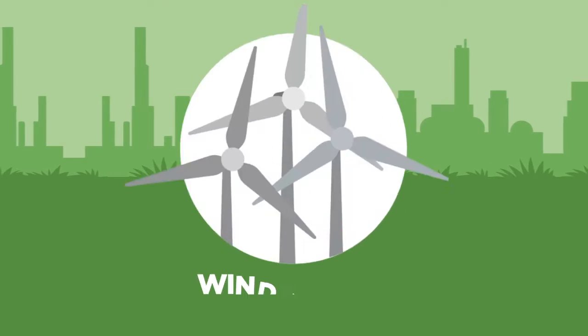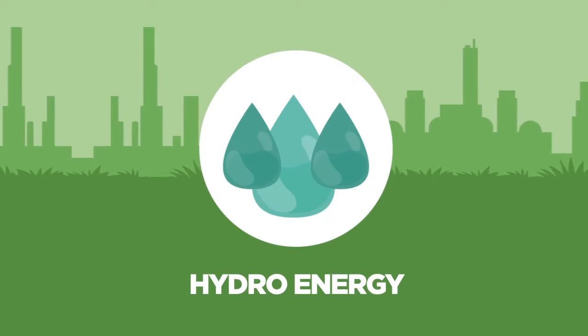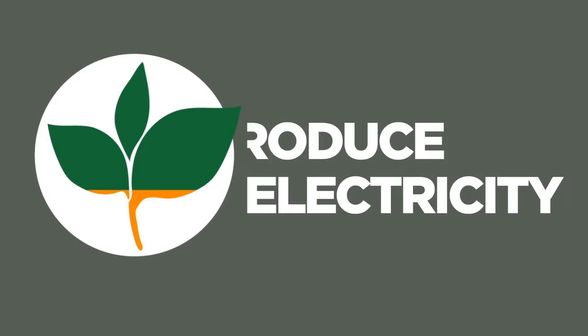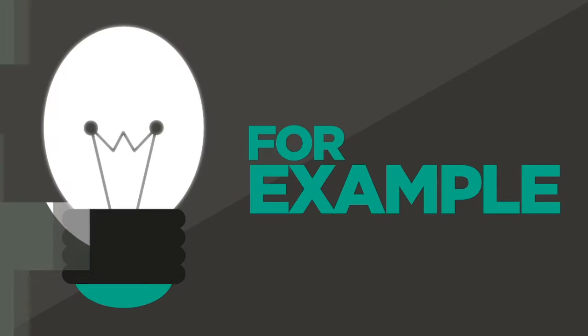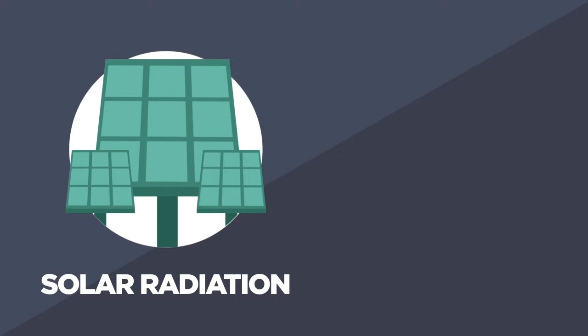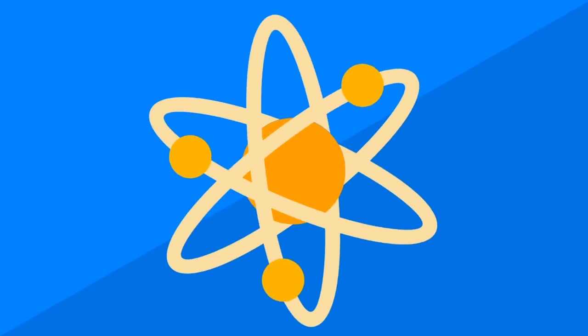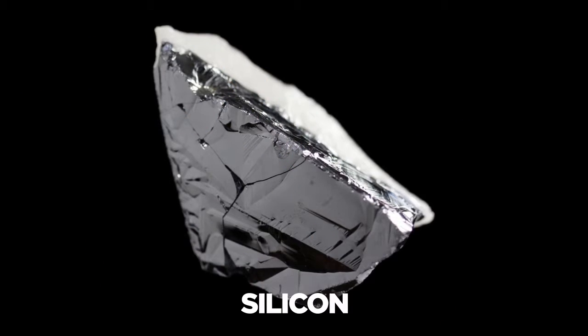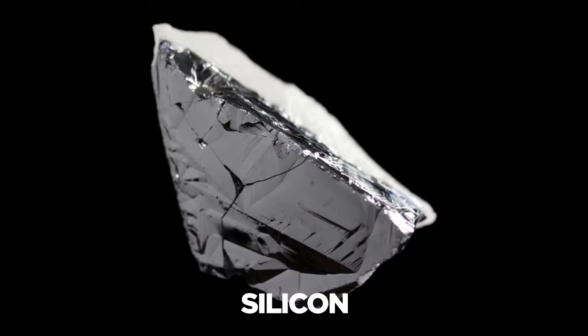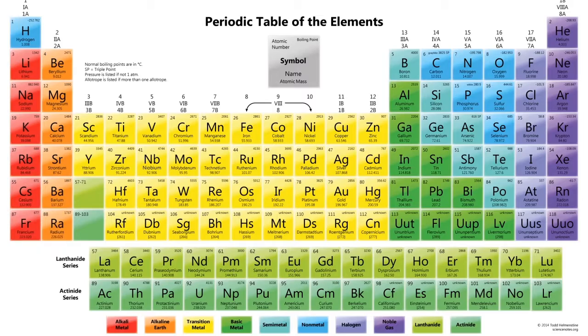Solar energy, wind energy, and hydro energy are clean energies that produce electricity that is used, for example, to power a lamp. Solar radiation is transformed into electricity by a solar cell. In general, a solar cell is composed of silicon, which is a semiconductor material and belongs to group 14 of the periodic table of elements.